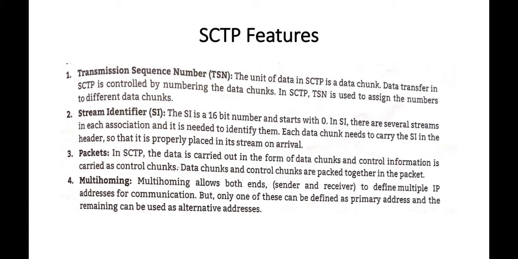So the first one is the transmission sequence number, which is nothing but the TSN. The unit of data in SCTP is a data chunk. If we talk about the TCP protocol, the data unit of TCP is a segment. Here we send the data in the form of segments from sender to receiver. In the network layer, the IP protocol's data unit is a packet. In the data link layer, the data unit is a frame. So different layers have different types of data units.